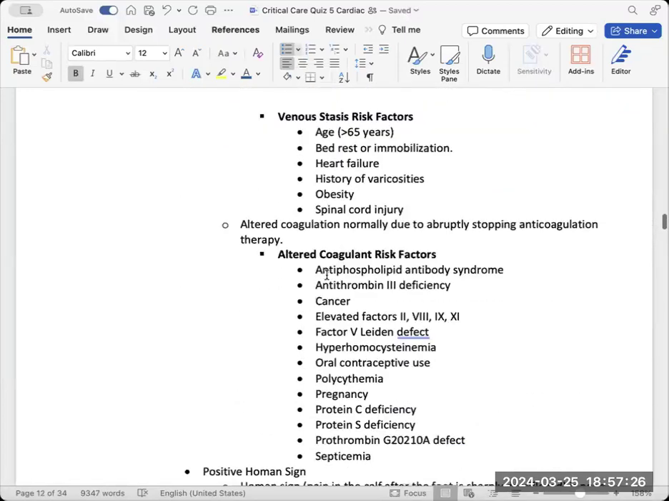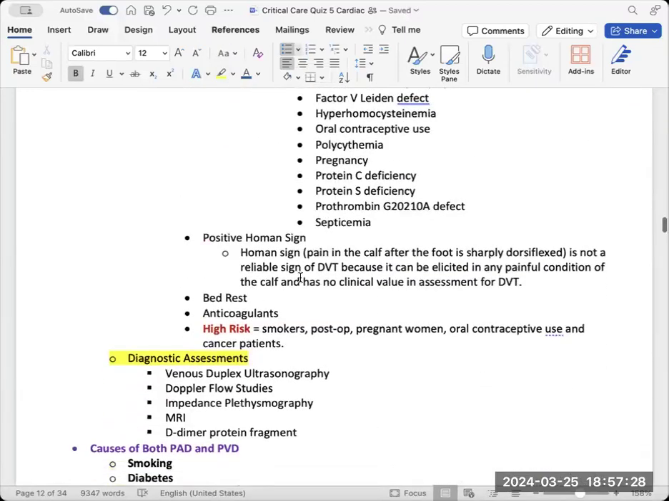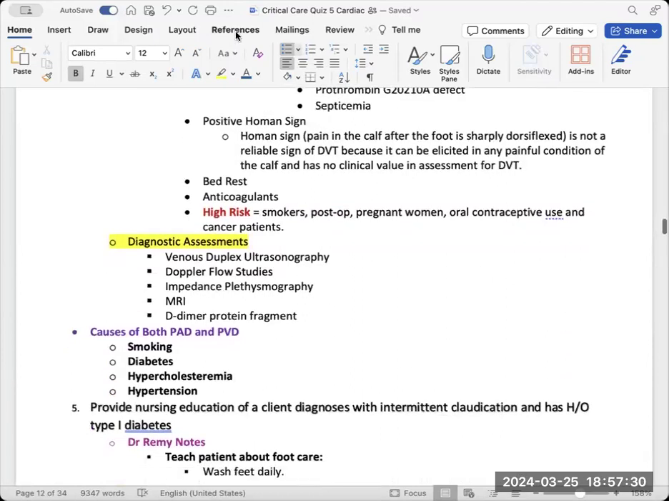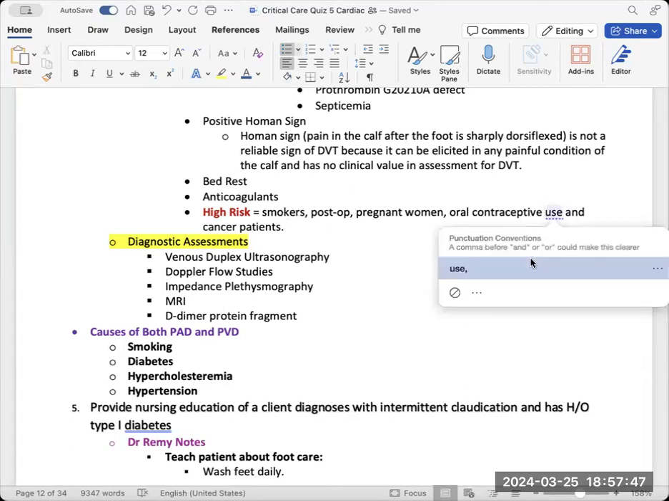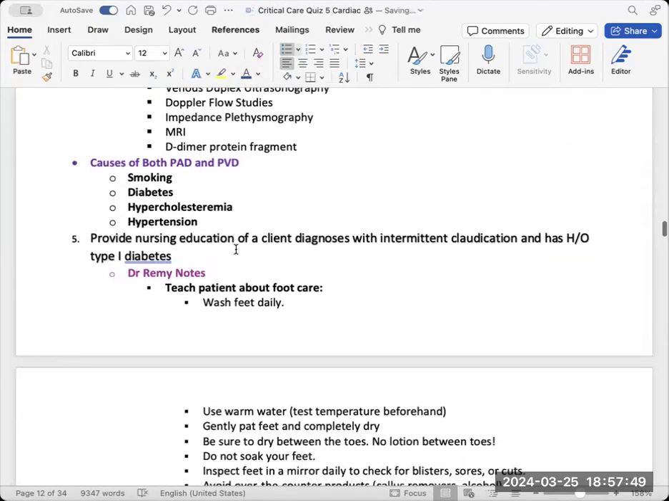So we want to make sure we control cholesterol so they don't have any blockage and things like that, right? We know we could be looking for a positive Homan sign, especially for PVI. They should be on bed rest if they have a DVT. Anticoagulants, I already said, are high risk. People include smokers, post-op, pregnant, or oral contraceptive use in cancer patients.